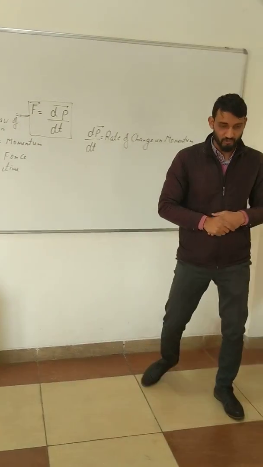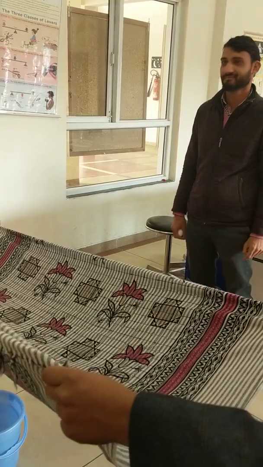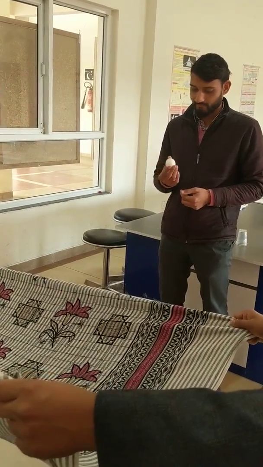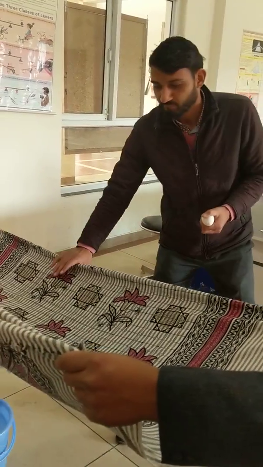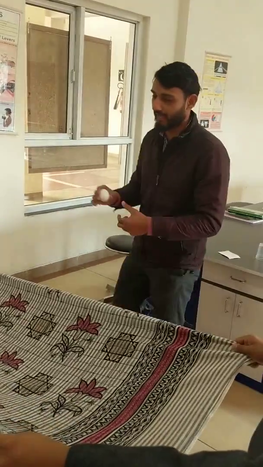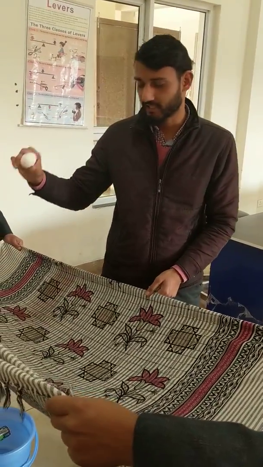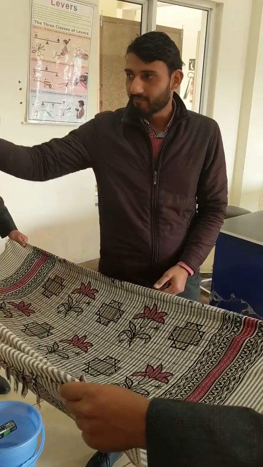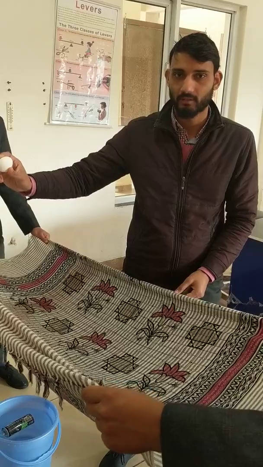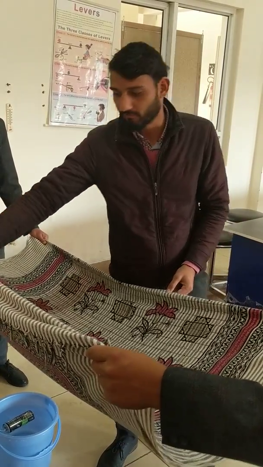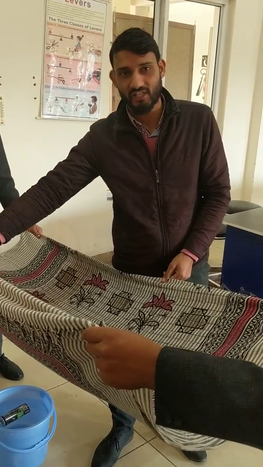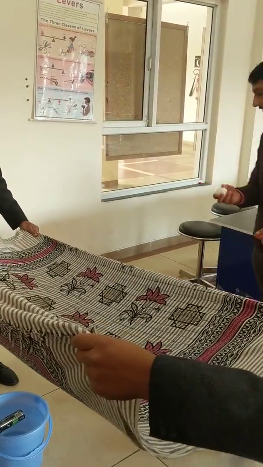So how are we going to demonstrate it? Since F = dp/dt, I have an egg here and a bed sheet. When I throw the egg with full force towards the bed sheet, what will happen? When there is a collision between the bed sheet and the egg, time will be provided for the momentum to change. Because of that, the force applied on the egg by the bed sheet will be less. Okay, so let us try this.